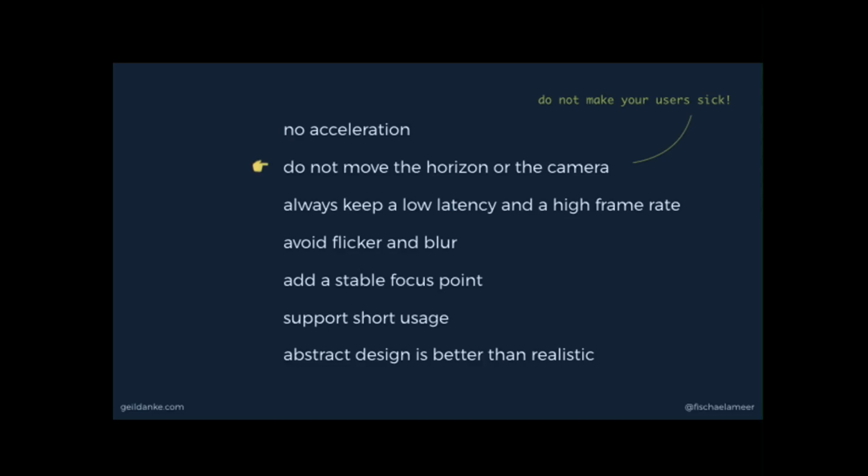There are some best practices to avoid simulation sickness. First of all, don't use acceleration. Then don't move the horizon and do not force movement on the user, which means do not move the camera. If you want to create animated scenes, you should allow additional head movement. So, for example, put the camera on a dolly and then animate the dolly. Also, always keep head tracking and watch out for low latency and a high frame rate. Avoid flicker and blur because they indicate movement, and you may consider adding a stable focus point.